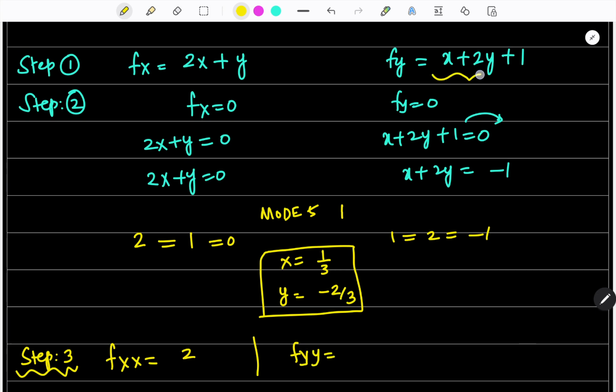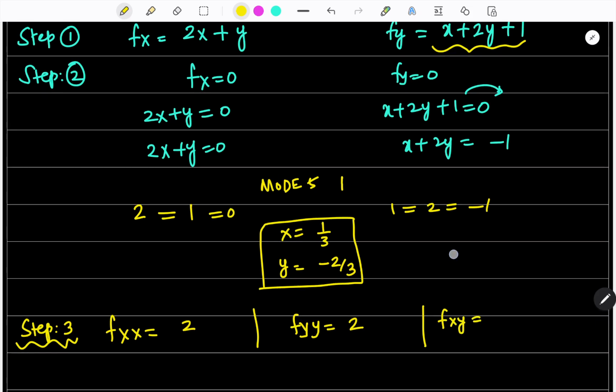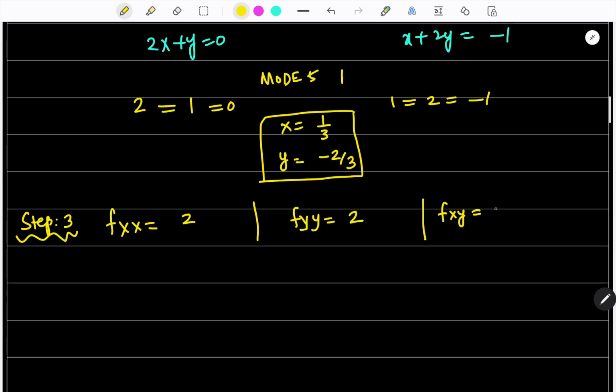Then fyy. You're going to do this one with respect to y. So you'll get 2. So you are very lucky you are not getting equations, right? And f of xy. It means you're going to do this one with respect to what? y. So you're going to get what? 1.